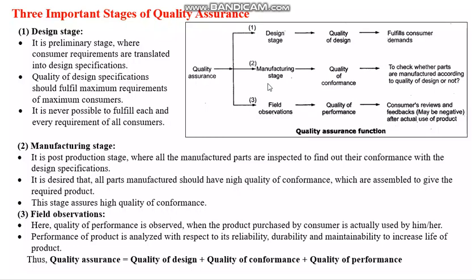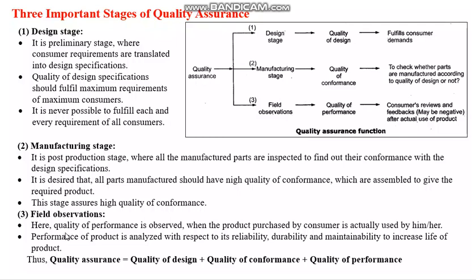Now this second stage is the manufacturing stage. That means after you have manufactured, after the post-production, what we are checking is the quality of conformance, whether the parts manufactured are according to the specifications set by the design, according to the quality of design or not. That is the second stage of quality assurance.